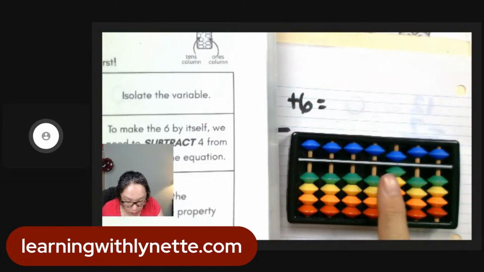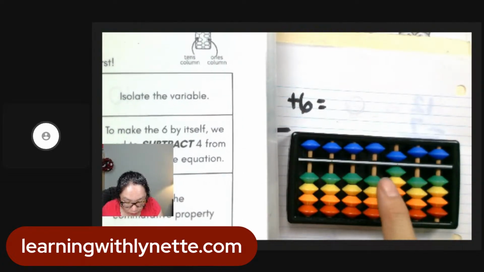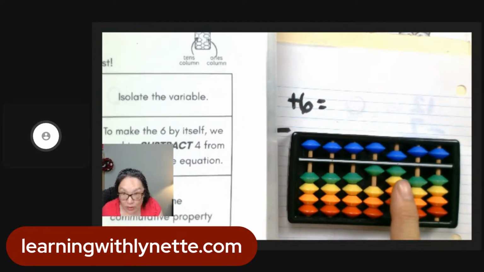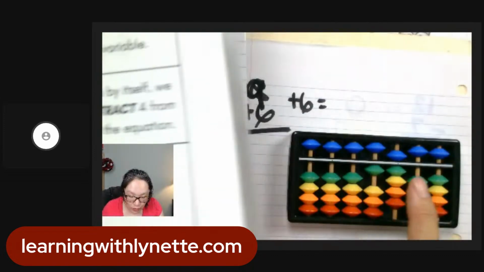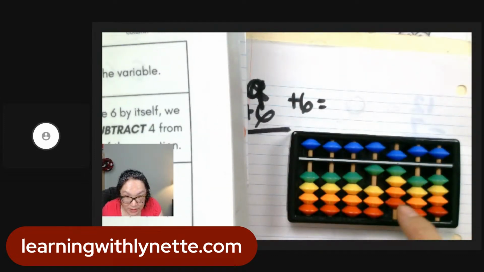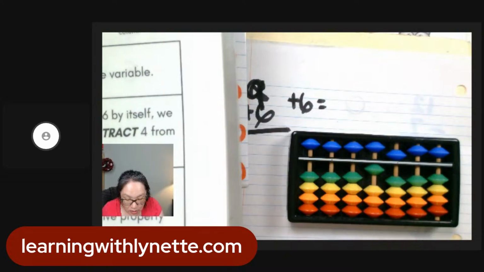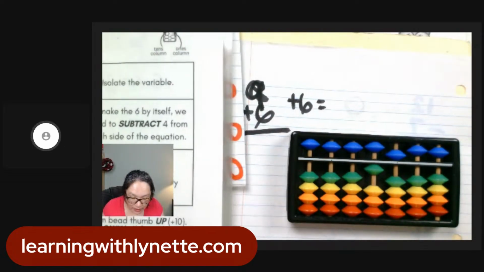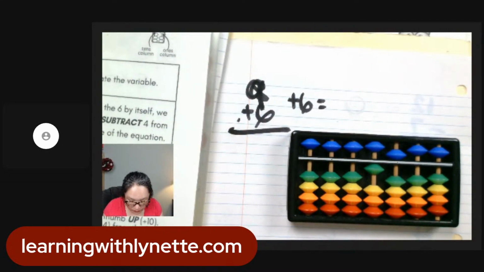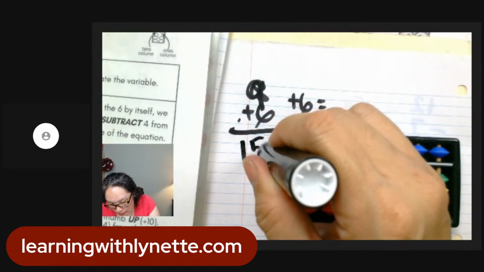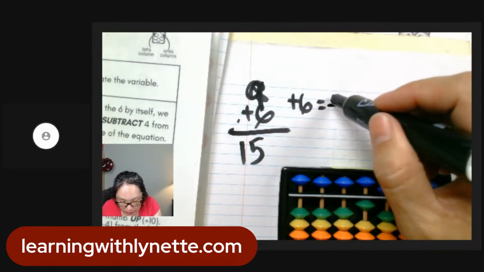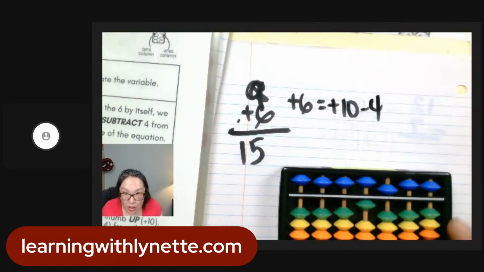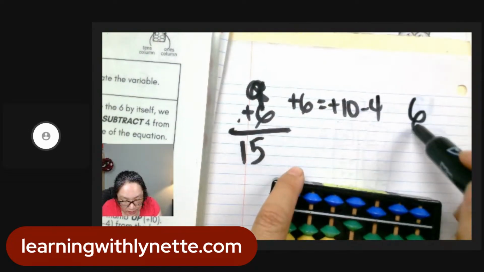10 is a 0 and a 1. We're going to add the 10. 0 and 1. 1 and 0. And then we have to take away the 4. When we take away the 4, are there enough beads to take away the 4? Yes, there is. So I'm going to take away the 4. So my final answer is 15. So the original question, we understand that. Minus the 10, plus the 10 minus the 4. So the original question was 6 plus 6.